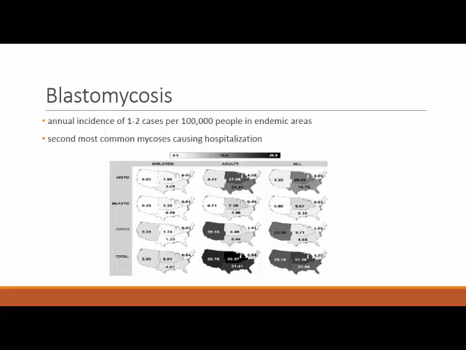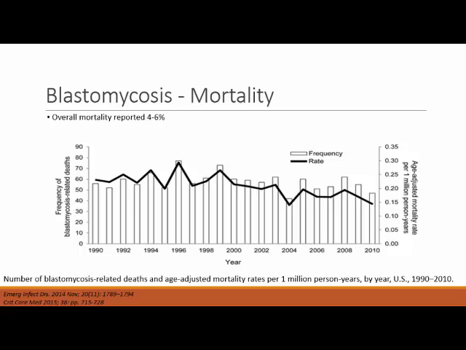This is the same map that we had shown before. So it is the second most common mycosis causing hospitalization. The annual incidence is reported to be 1 to 2 cases per 100,000 people in endemic areas. So for mortality, the overall mortality is reported to be 4 to 6%, but it can be as high as 18 to 20% in patients who have CNS blastomycosis, and as high as 89% in reports in patients who also have ARDS. Patients who are immunocompromised are obviously the ones that have the higher mortality rates, and they can be as high as, in general, up to 25%.